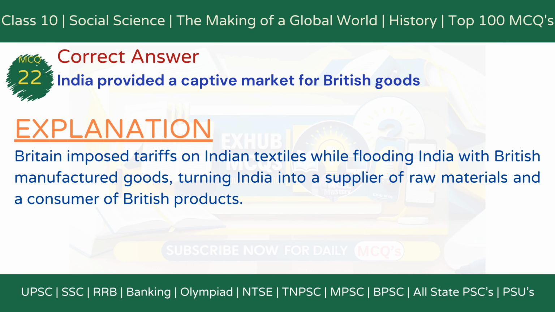The correct answer is option A. India provided a captive market for British goods. Explanation: Britain imposed tariffs on Indian textiles while flooding India with British manufactured goods, turning India into a supplier of raw materials and a consumer of British products.